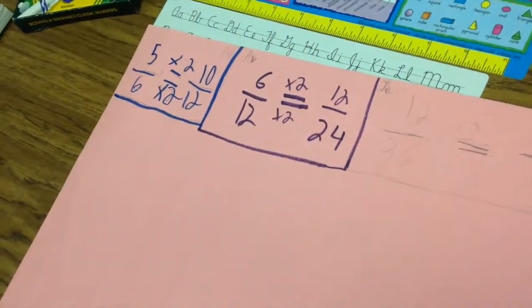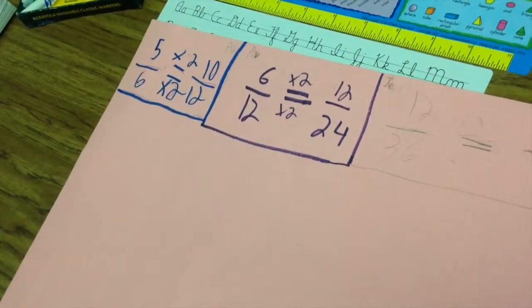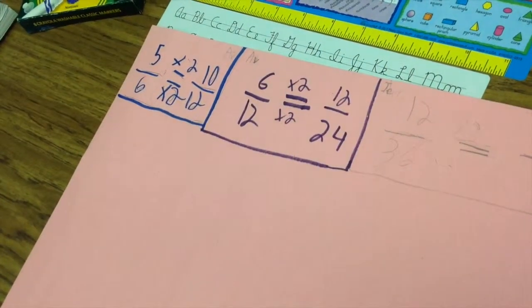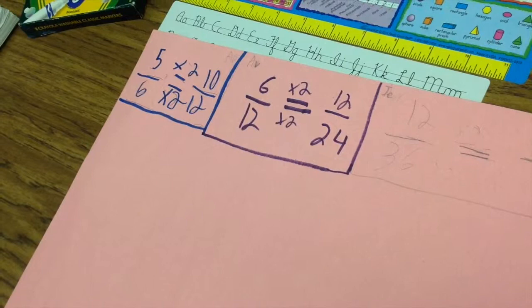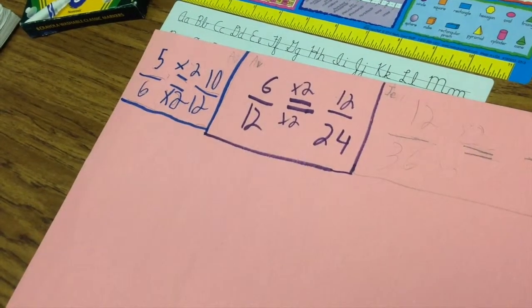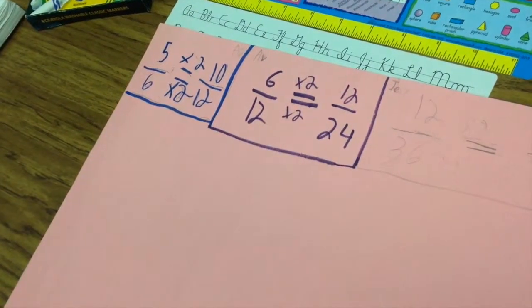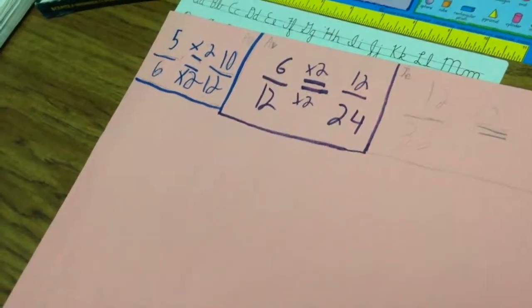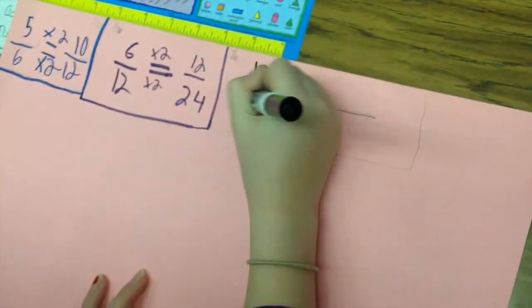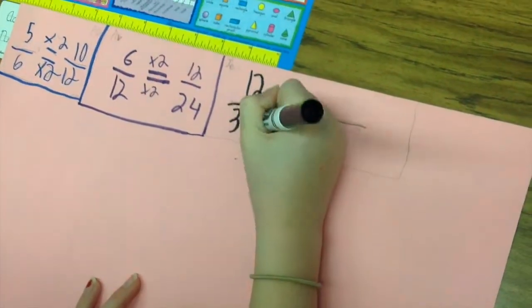So you learned that you have to multiply the numerator and the denominator by what? 2. Or any number, as long as it's the same number on top and bottom. Yep, you have to multiply the numerator and the denominator by the exact same number, and you get an equivalent fraction. Awesome job.